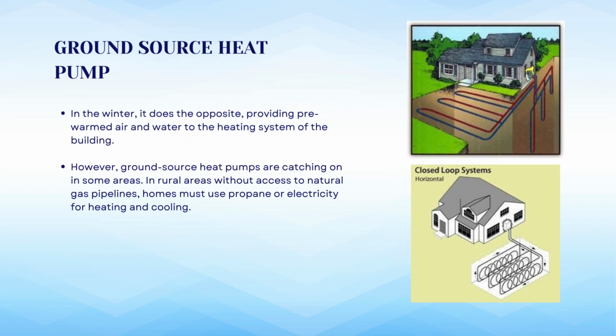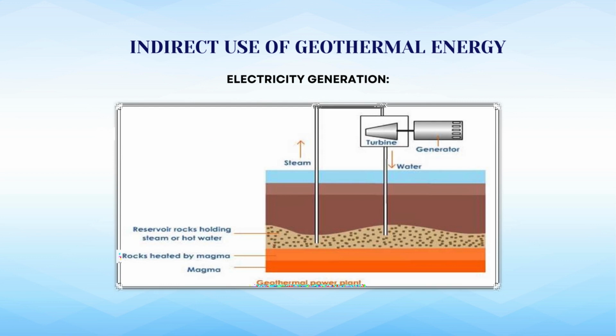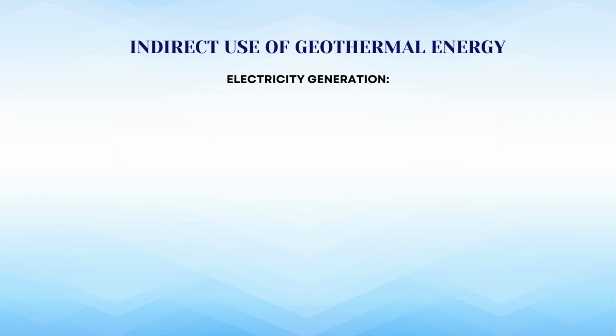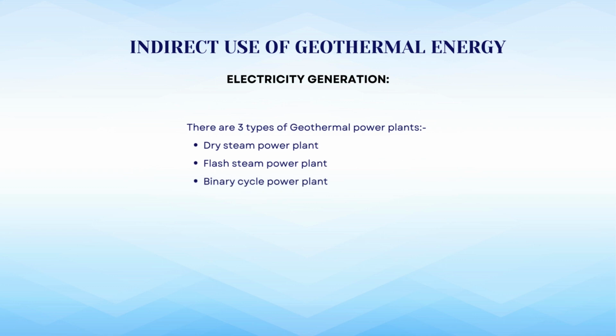This shows the heating of the geothermal energy taken by a household. Indirect use of geothermal energy can be done using electricity generation. There are three types of geothermal plants which result in electricity generation: the dry steam power plant, flash steam power plant, and binary cycle power plant.